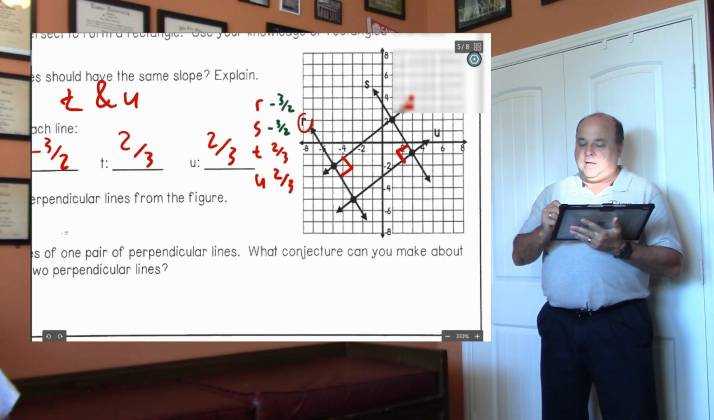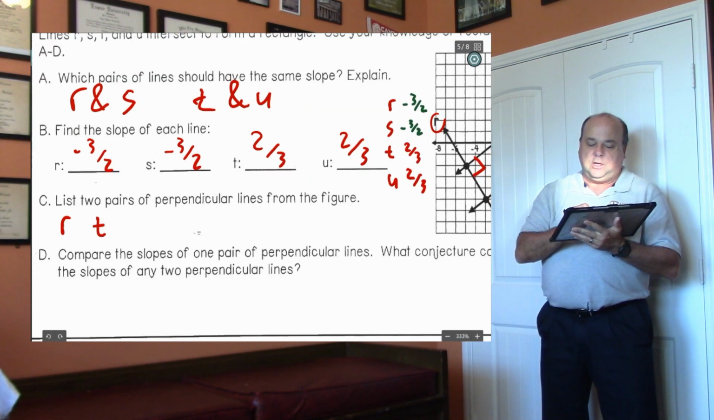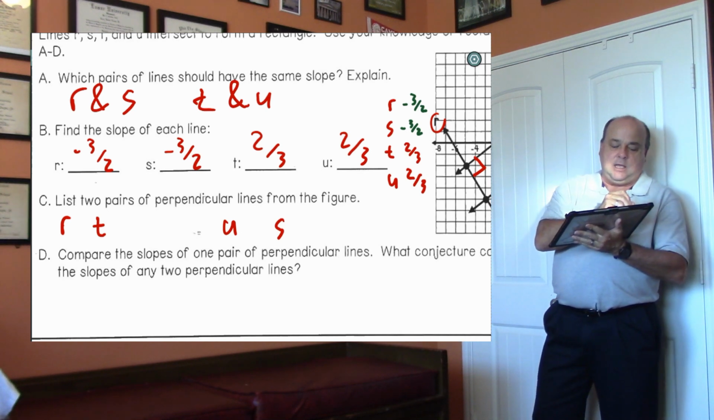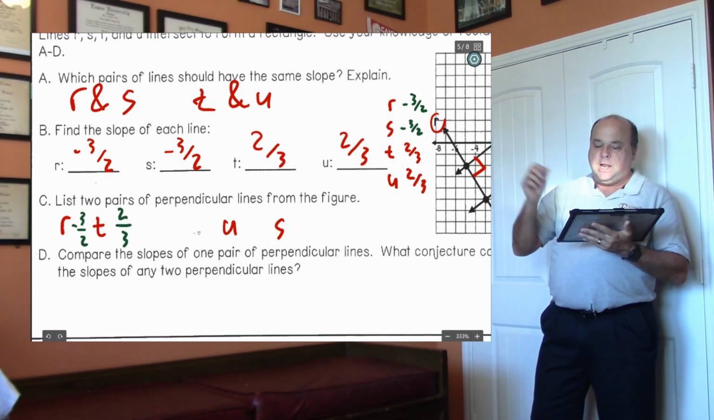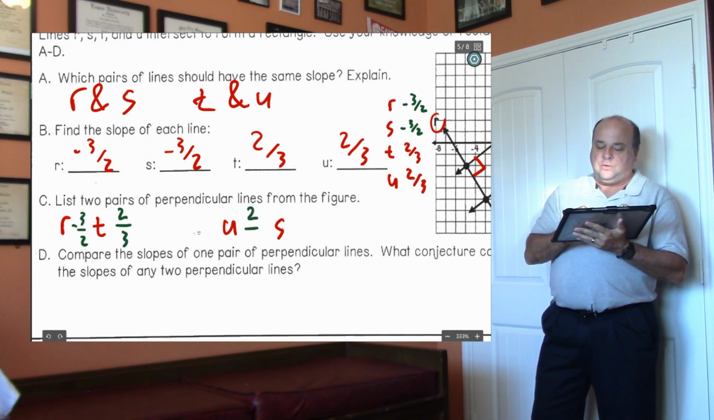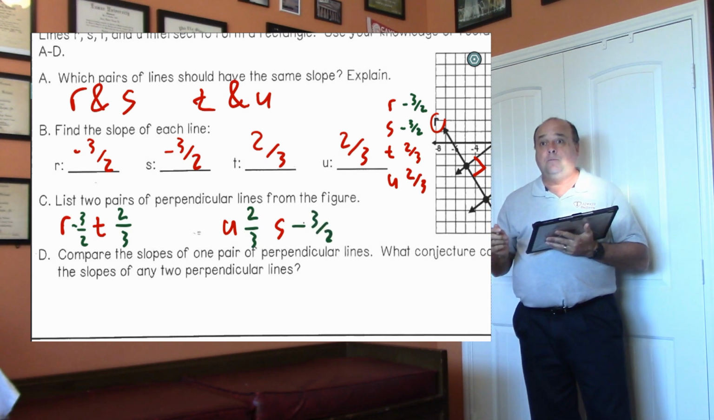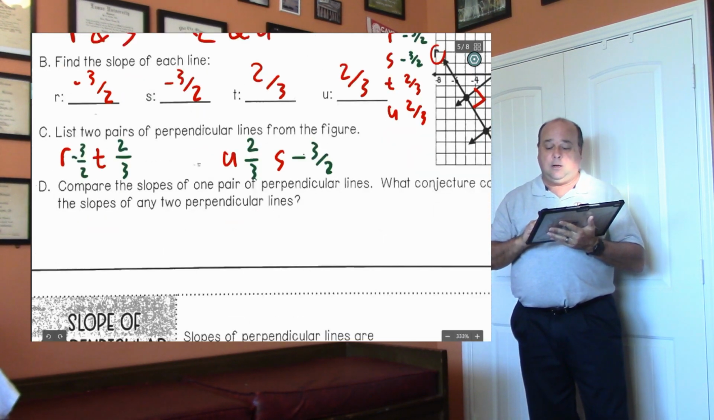And then this 90-degree angle is formed from line U and line S. So let's look at line U and line S. Line R has a -3 over 2 slope, and line T has a 2 over 3 slope. Line U has a 2 over 3 slope, and line S has a -3 over 2 slope. And these angles are perpendicular. Notice that the only numbers in the slopes are 2 and 3, aren't they?